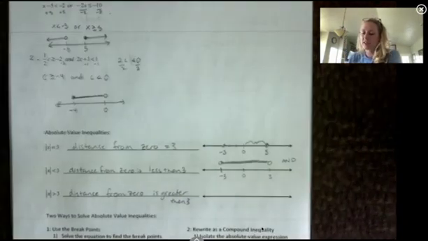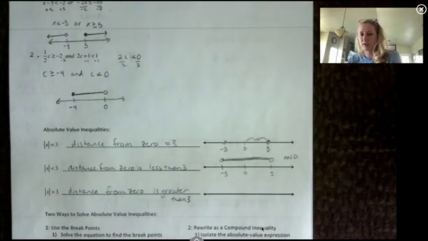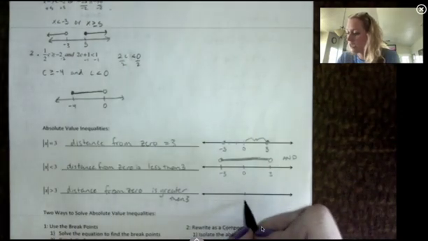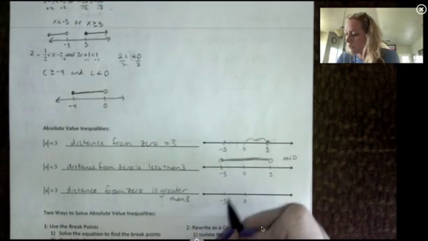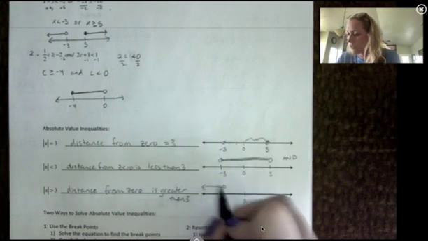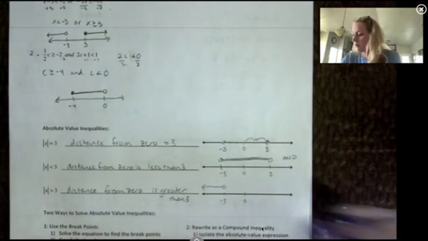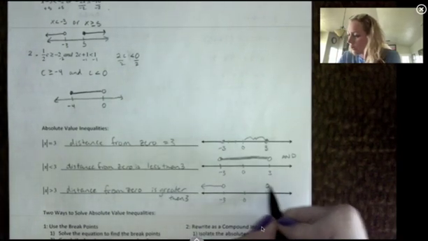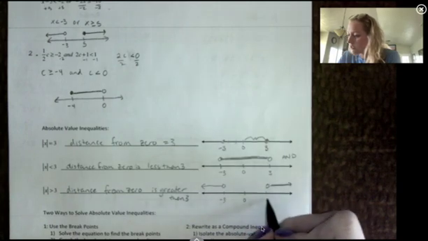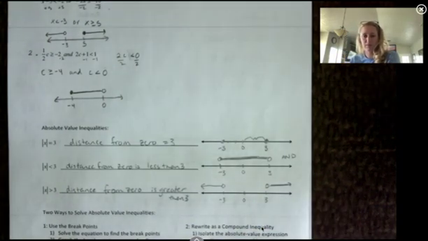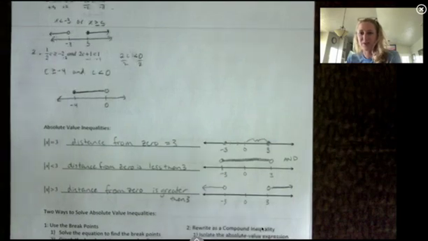Okay, here the distance from 0 is greater than 3. So to get something further away from 0 than 3, we have to go on the outsides of 3. So that's going to be an or. So negative 3 out, all these distances are greater than 3 away from 0. And then all these distances to the right are greater than 3 away from 0.